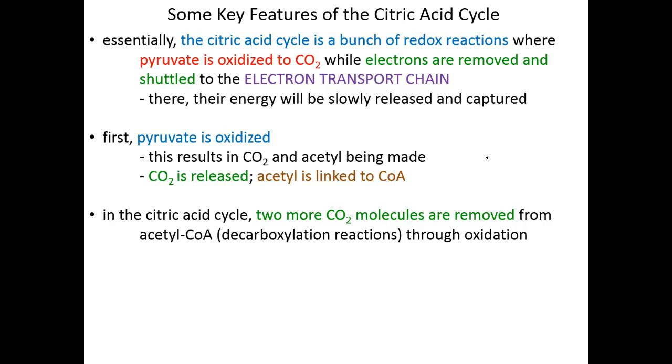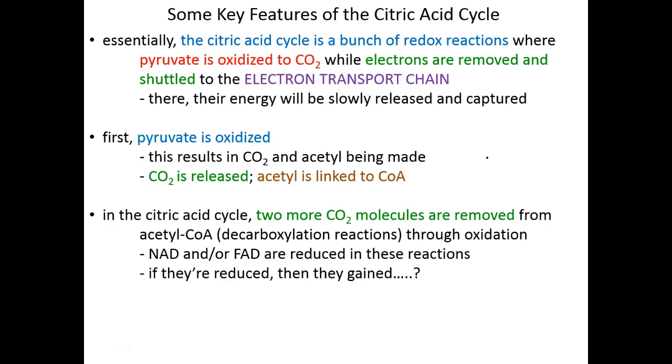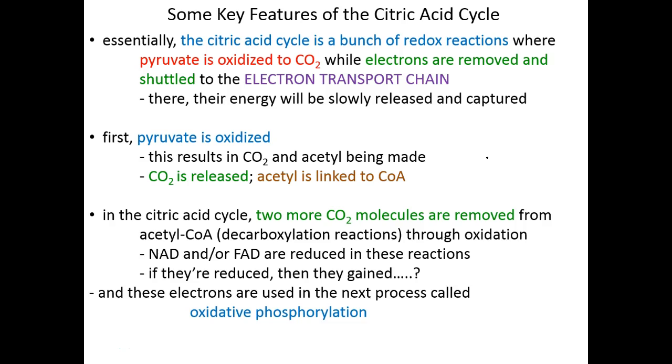In the citric acid cycle itself, 2 more carbon dioxides will be removed from acetyl-CoA. This will be done through what are called decarboxylation reactions. Our electron carriers will be NAD most of the time. There'll be one case where FAD is reduced instead, and these electron carriers are what will bring the electrons to the electron transport chain. Of course, if we're saying that these carriers are reduced, that means they have gained electrons. They have gained electrons because the carbons of pyruvate, that is the carbons of glucose, have lost those electrons.